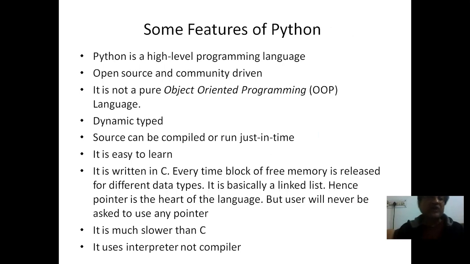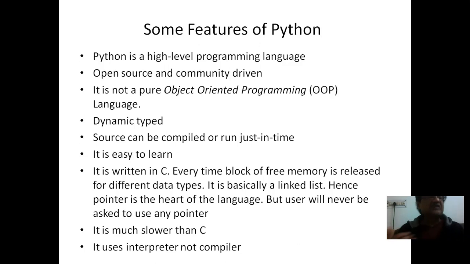Now, some features of Python. First of all, Python is a high-level programming language. It is open source and community driven. It is not a pure object-oriented programming language. It is dynamically typed. Source can be compiled or run just in time. It is easy to learn, so this is very, very important. Just now I showed just one line of code, print hello world. So it is enough, you have already entered the Python domain. Your first lesson is over.